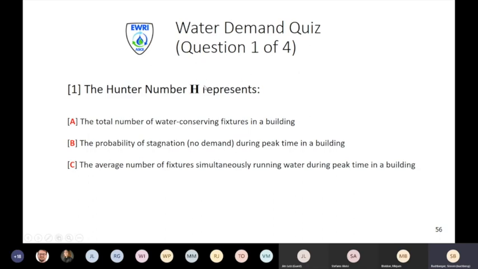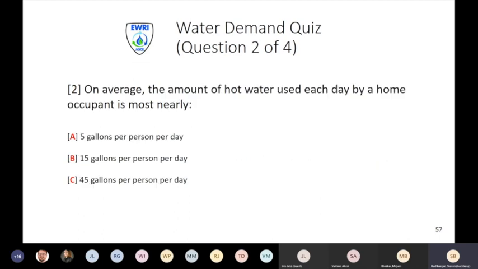It has to do with the presentation that I gave, and we introduced a new concept, a new dimensionless number called the Hunter number. And 3 possibilities. It represents either the total number of water conserving fixtures in the building, the probability of stagnation, that is no demand during the peak time in a building, or the average number of fixtures that are simultaneously running water during peak time in a building. So one of those 3 choices is the best answer, A, B, or C. Please make your choice, and we'll go on to question 2.